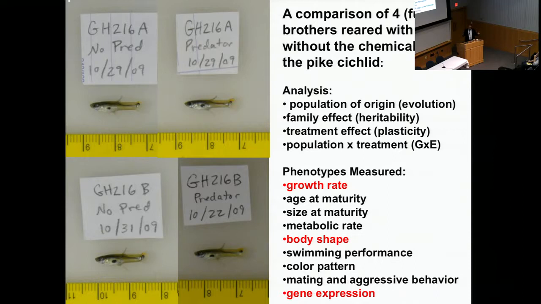And so then we can use basic general linear models, much in the way that been described earlier today, to look at full sibs, to look at the pattern of plasticity across different environments. We can look at population effects to get the evolutionary change, and we can look at the kinds of interactions that arise from that. And we've looked at a number of different traits. I'm just going to focus on a few today and summarize some of the interesting results.